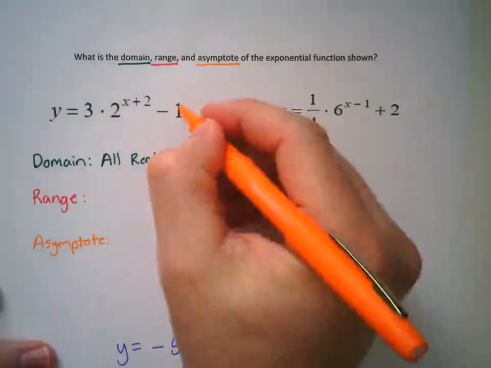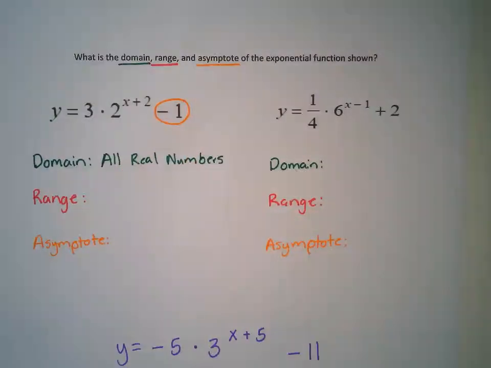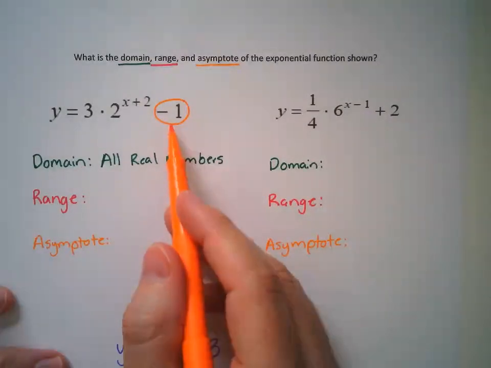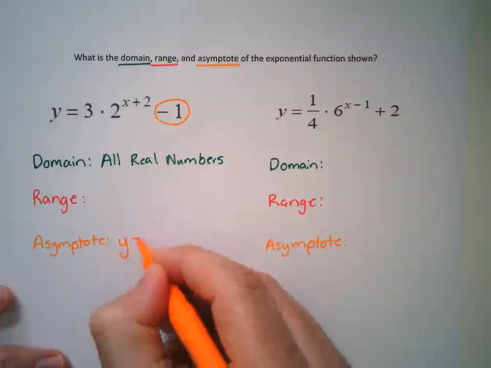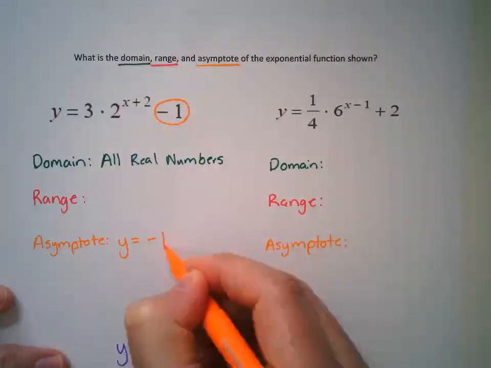So the asymptote is based on this number here at the end. There usually will be a number at the end, but sometimes there won't be. That number at the end tells you what the asymptote is. It also tells you what the range is. So the asymptote here is y equals whatever that number is. That's -1, so we put -1.